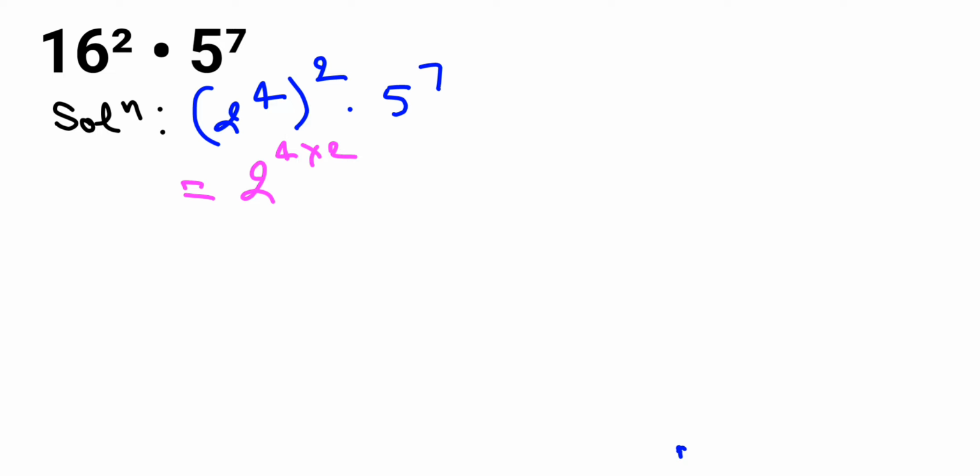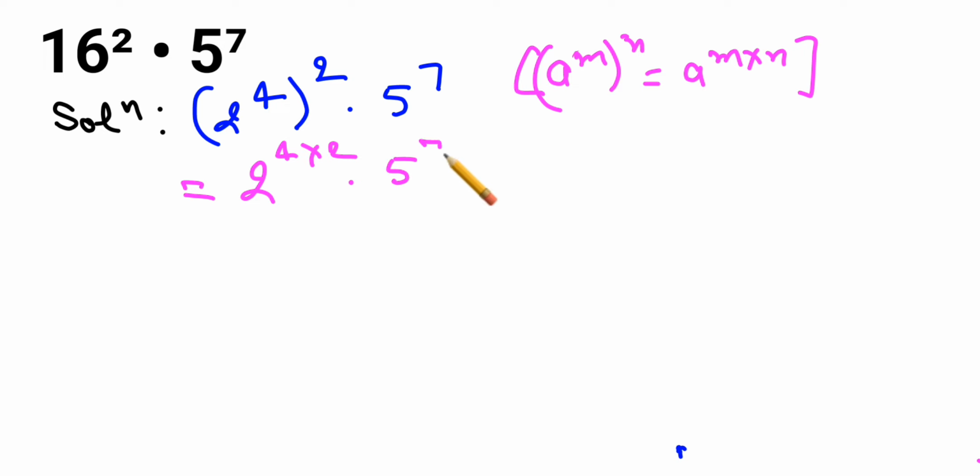into 2. We know a to the power m, to the power n, we can write as a to the power m into n. So we can write 4 into 2. Then 5 raised to the power 7. Next step, we write 2 to the power 4 into 2 means 8 into 5 to the power 7.